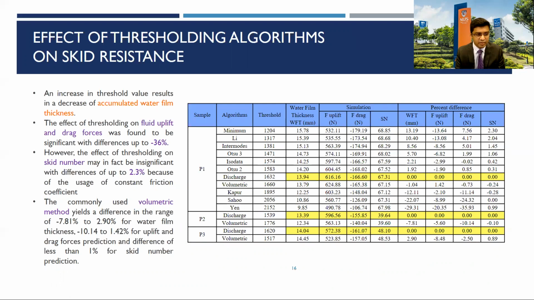And when we compare the percentage error for water film thickness, we can see that the error percentage can vary from 13% to up to minus 30%. Whereas the percentage error for uplift and drag forces can range from 8% to minus 36%. However, the percentage error for skid number is only in the range of 0 to 2.3% because of the usage of a constant friction coefficient for various thresholding algorithms. Even the commonly used volumetric thresholding algorithm exhibits an error in the range of minus 8 to 2.9% for water film thickness, minus 10 to 1.5% for uplift and drag force, and less than 1% for skid number prediction.